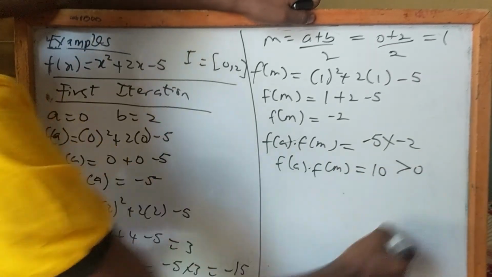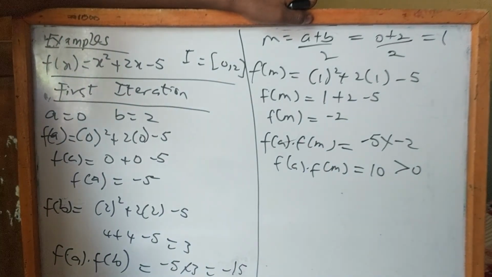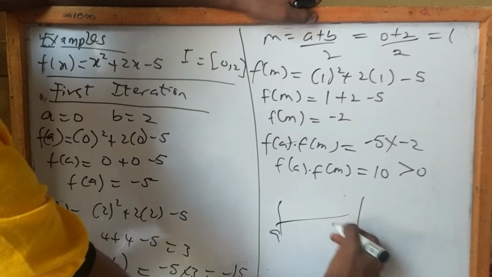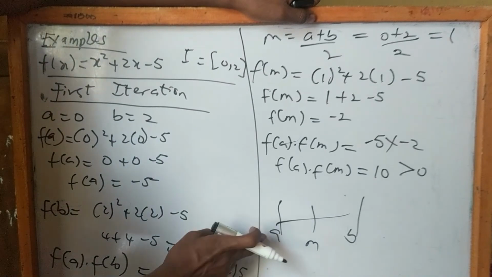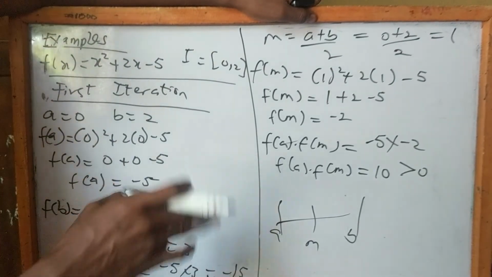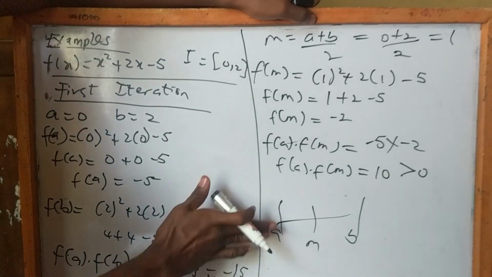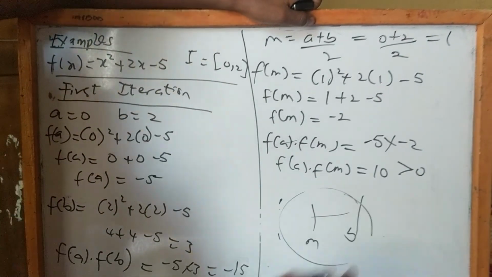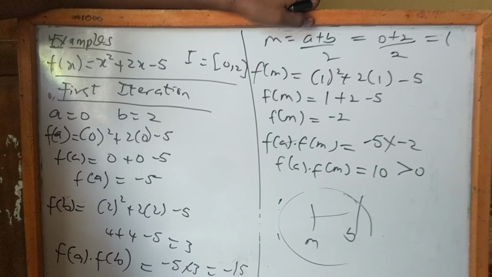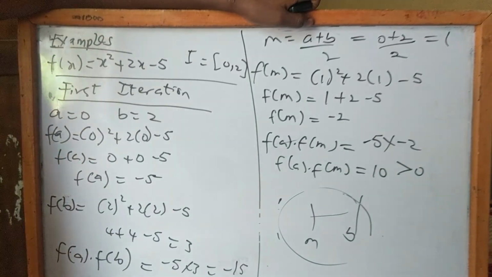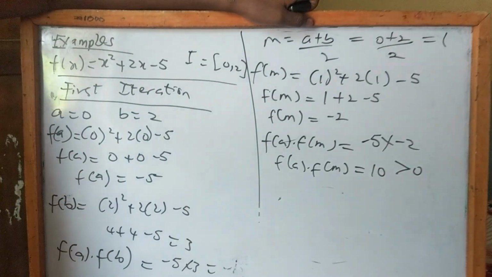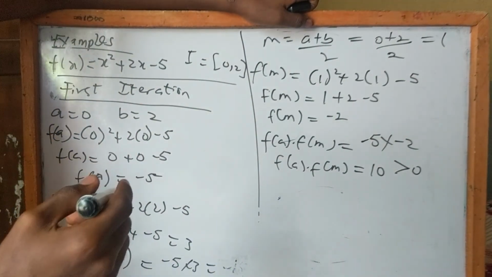So as you can see that is greater than 0, that means the root does not stay between a and m. Let's look at the number line. A, b, midpoint is m. As long as f of a times f of m is greater than 0, according to statement number 3 I gave us before, that means we don't need that a side anymore. We're working with the second half of that interval. Okay? So that means in our next iteration, our a in the next iteration is going to be the m of this iteration.